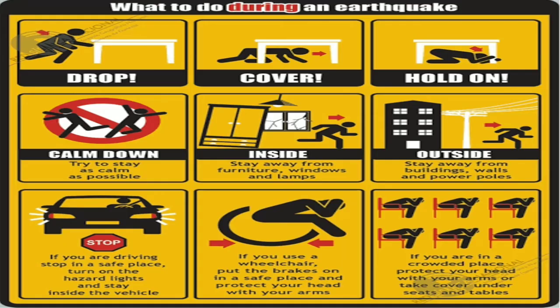Next, if an earthquake happens and you are inside your house or in a building, what you should do is stay away from furniture, windows, and lamps. In short, you should stay away from things which might hurt or injure you. And if you happen to be outside, you should stay away from buildings, walls, and power poles, because during an earthquake they can be shaken and fall off.